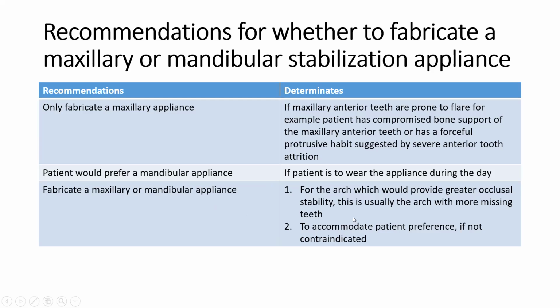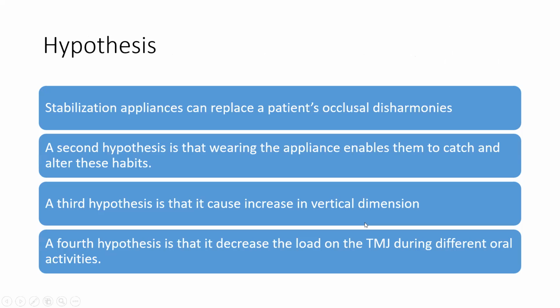And when either of the arches has more missing teeth, then we should fabricate the occlusal appliance in that arch only, because it will provide greater occlusal stability.